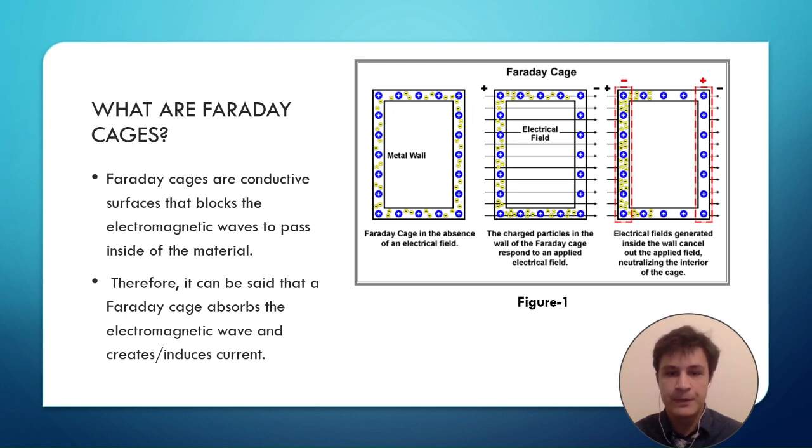induces current. In figure 1, there is a metal wall, so it's a conductive material, and it can be seen from the second part of the image. When an electric field is applied to it, the metal wall absorbs the field and creates a voltage difference on the material, and this creates current on the material. In this situation, we can also say the metal wall acted as a Faraday cage.